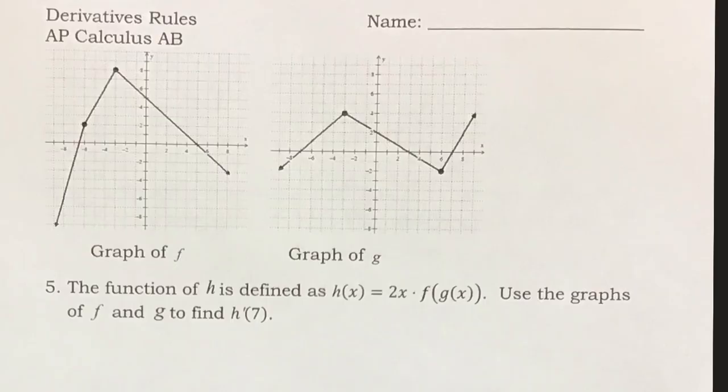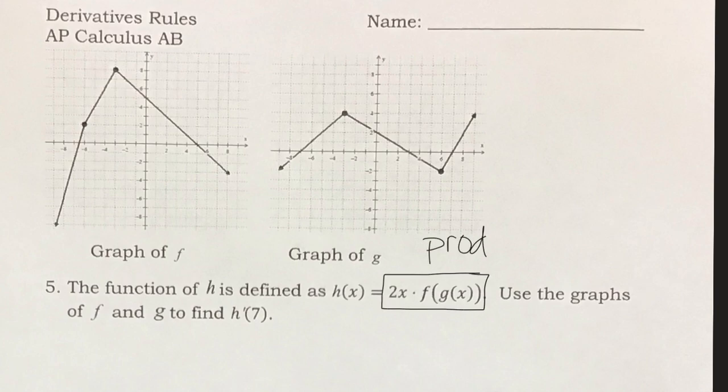Okay, here we have your values represented by a graph. We have two things to think about. We have the y values of the graph, and we have the slope of the graph. But here is our function: 2x times f of g of x. And we want to find h prime at 7, which means we need to take the derivative. So what rule are we going to use to take the derivative of this function?